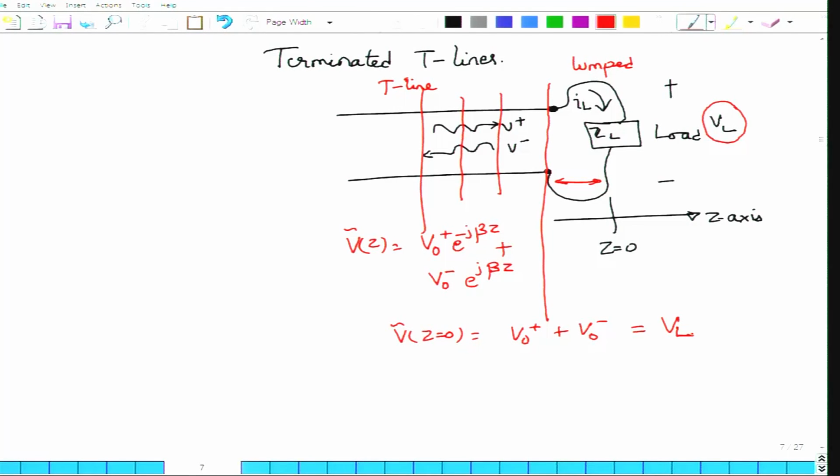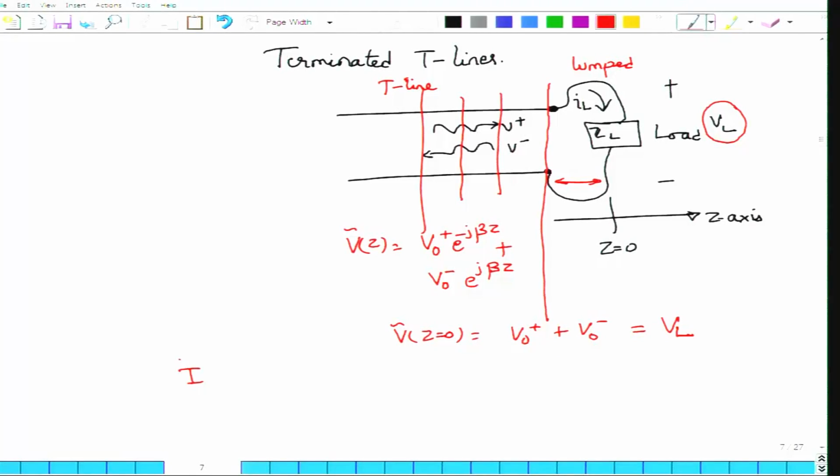This is fairly simple, because if the voltages are different, then there has to be some other element taking up that extra voltage, and unfortunately that cannot happen here. You can also confirm this by applying a simple KVL around the loop. Near the load, from the left the voltage will be V0 plus V0 minus, and on the right hand side it would be VL, and those two voltages are the same. Similarly, the currents must also be the same.